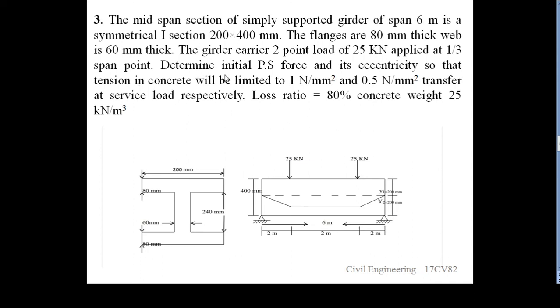Then we have to determine the initial force, that is P naught, and its eccentricity e. Therefore, we find out the P naught and e value, and also tension in the concrete will be limited to 1 Newton per mm square and 0.5 Newton per mm square at transfer and at service load respectively. Okay, at transfer and service load, the tension is limited to 1 Newton per mm square and 0.5 Newton per mm square.